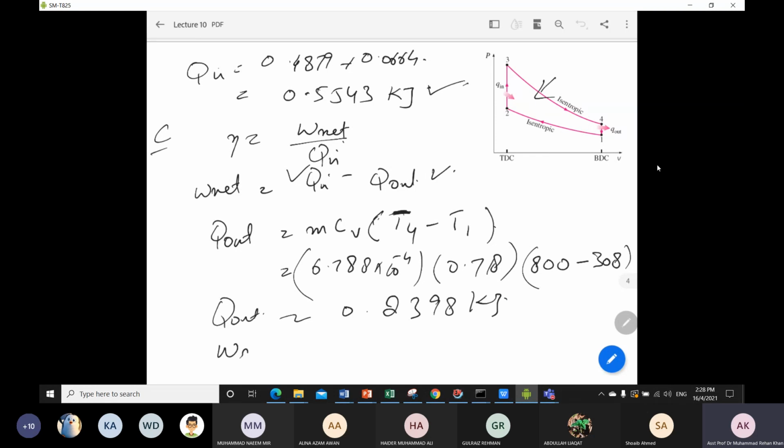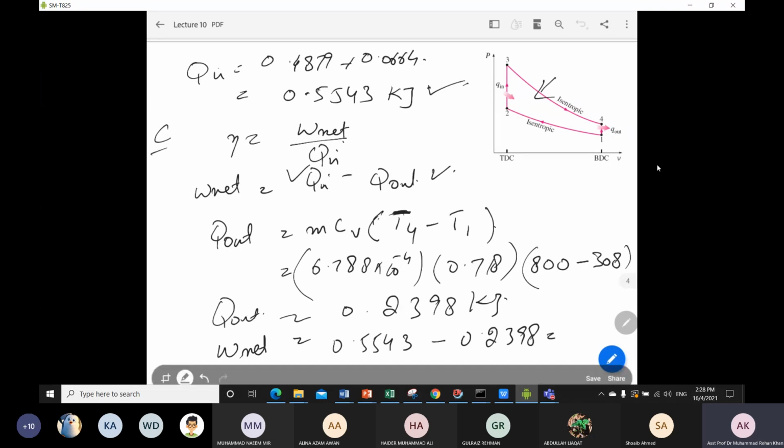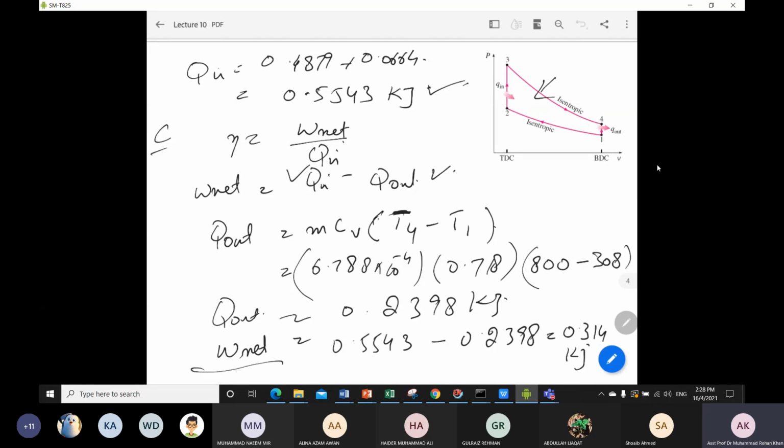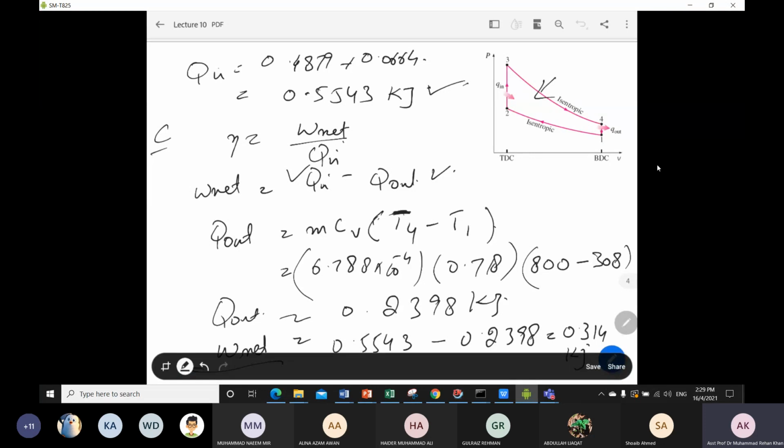So from here you can easily find your W net. The W net is equal to 0.55543 minus 0.2398, and that turns out to be 0.314 kilojoule. Okay, so this is your W net. So if W net is known to us, we can easily find the efficiency of our cycle.